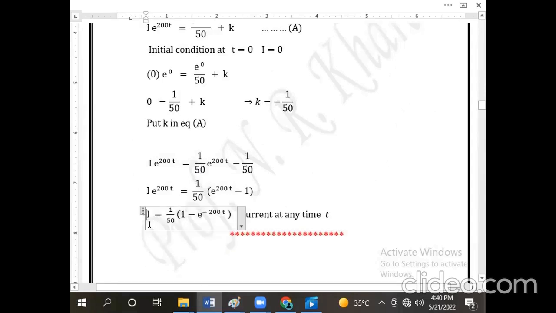And lastly, we have to just multiply the given equation by e raised to minus 200t. This is the current at any time t. In this way, we can find the current which is flowing through the electric circuit.